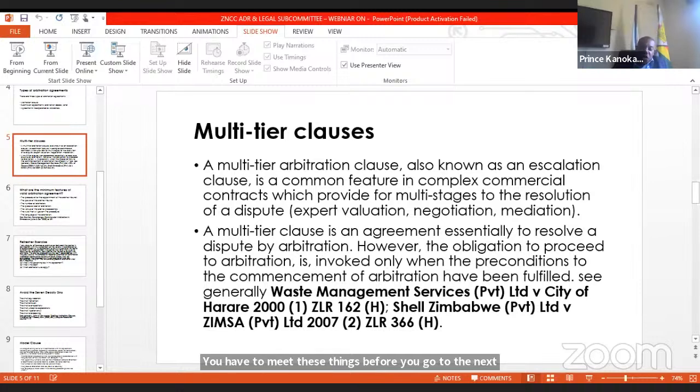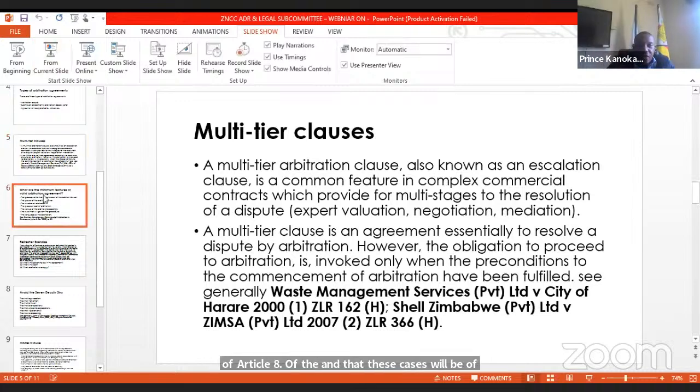For instance, one cannot apply for a stay of proceedings if a matter has been referred to court if they have not gone through the necessary processes of negotiation and mediation. If they've gone through the various processes or multi-stages which may have been set out in an agreement, and those have been met, and a party institutes legal action, one can then apply for a stay of proceedings in terms of Article 8 of the Model Law. And these cases will be of assistance at that particular juncture.